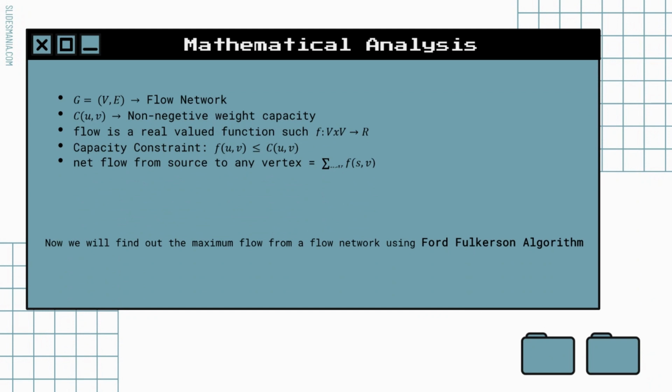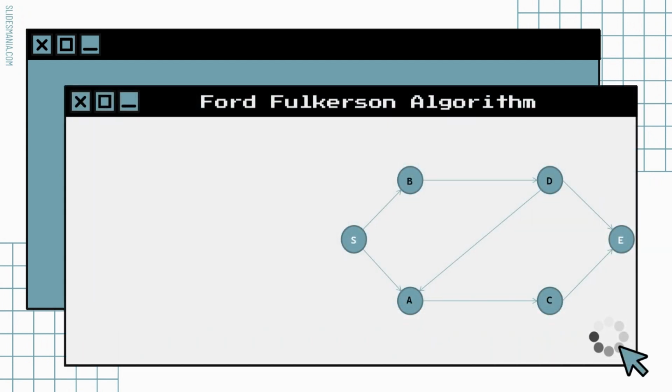Now our problem is to find out the maximum flow in the flow network. So to solve this problem, we will use the Ford-Fulkerson algorithm. Let's understand the Ford-Fulkerson algorithm using this flow network. Here S is the source and E is the sink, and there are also 4 vertices.